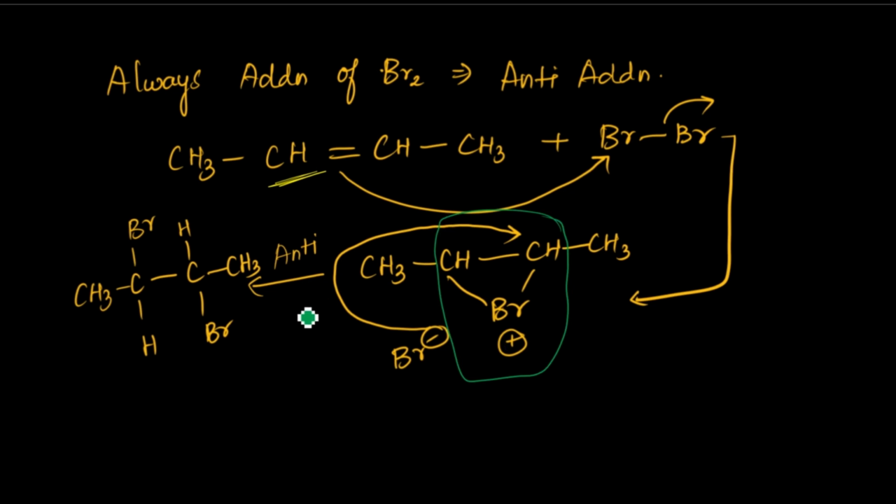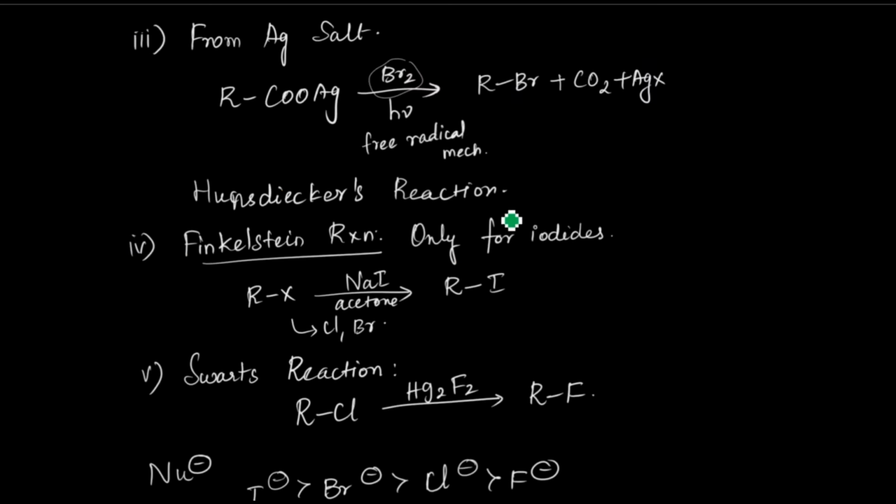Then another bromine will attack on the opposite side of the existing bromine. So that's why anti-addition takes place in the case of dibromination. Clear? This is a very, very important question. Then the next method, as you know, is from the silver salt; it follows a free radical mechanism to form RBr. This is called the Hunsdiecker reaction.